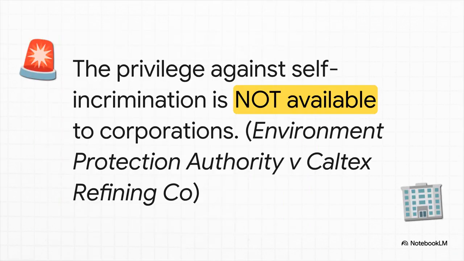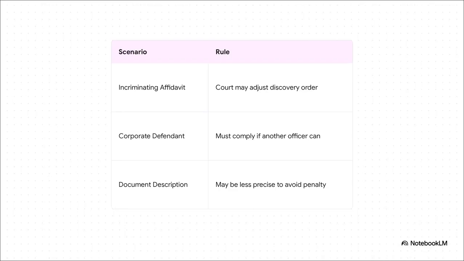Okay, this next point is a huge deal, a must-know. Memorize this case, EPA v. Caltex Refining Co. The High Court decided that this privilege is a human right, and because a company is not a human being, it is not available to corporations. A company cannot refuse to produce a document because it might incriminate the company itself. It's a massive exception. So how does this all work in practice?